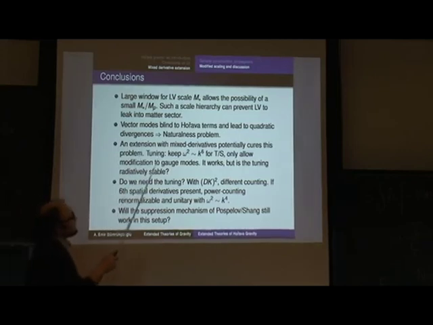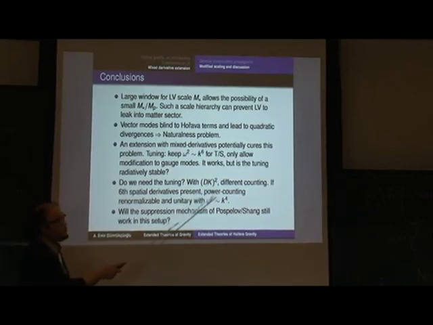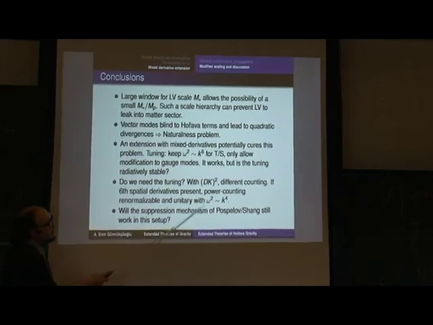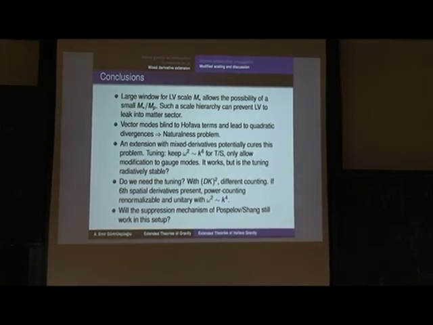And the tuning that was used in the original paper of Pospelov and Shang was to keep the 6th order dispersion relations in the tensor and scalar modes, and only allowing modification to the gauge modes. It seems to work, but it's not clear whether this tuning is either stable or even necessary. And we found that once you add these mixed derivative terms, you need a different counting. And when you do the different counting, actually these 4th order dispersion relations can be compatible with power counting renormalizability and unitarity. But the question is whether, using these new propagators, the nice features of the Pospelov-Shang mechanism will still be valid or not. So that's one thing that needs to be done. So that's where I stop.